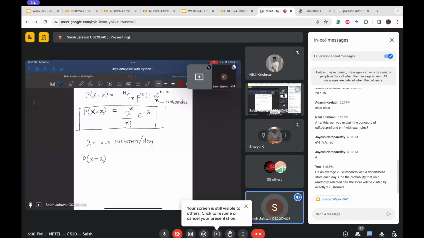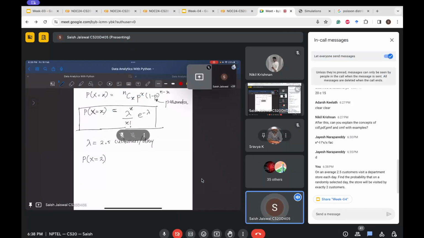On an average 2.5 customers visit a department store each day. Find the probability that on a randomly selected day, so here randomly selected day, not randomly selected hour, so the unit should be matching, whatever unit is there it should be same as what they are asking for. So what is the probability that on a randomly selected day the store will be visited by exactly 2 customers? So what is the probability of x equal to 2, where x is following Poisson distribution?